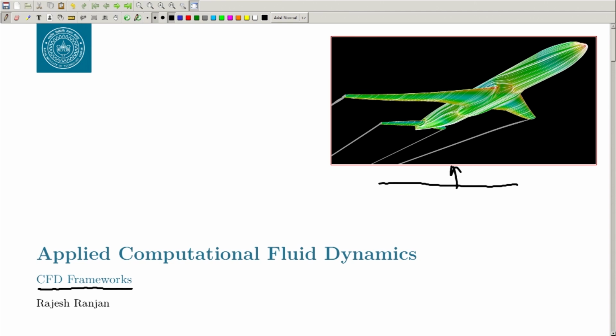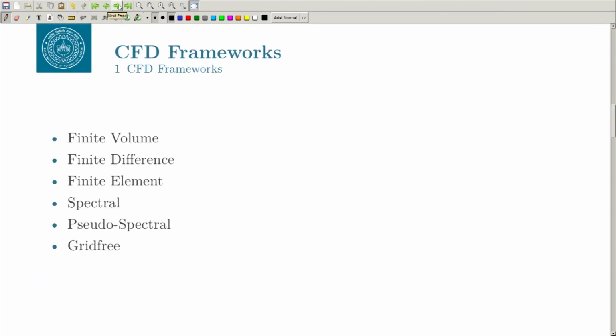I am not getting into whether it is compressible or incompressible, or pressure based or density based. Of course, we will go into that also in greater detail. But from the way we distribute the points and the way we solve, there are certain differences. That is what we want to highlight. This is just to give you a flavor of the different frameworks which are available in CFD. So, here are some of the examples.